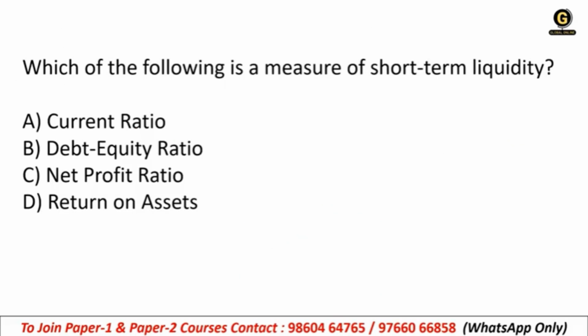Now moving to the next question. Which of the following is a measure of short-term liquidity? Current ratio, debt equity ratio, net profit ratio, or return on asset? I'll give you 10 seconds to answer this question in the comment box. You have to give your answer in the comment box. A, B, C, D, whatever it is.